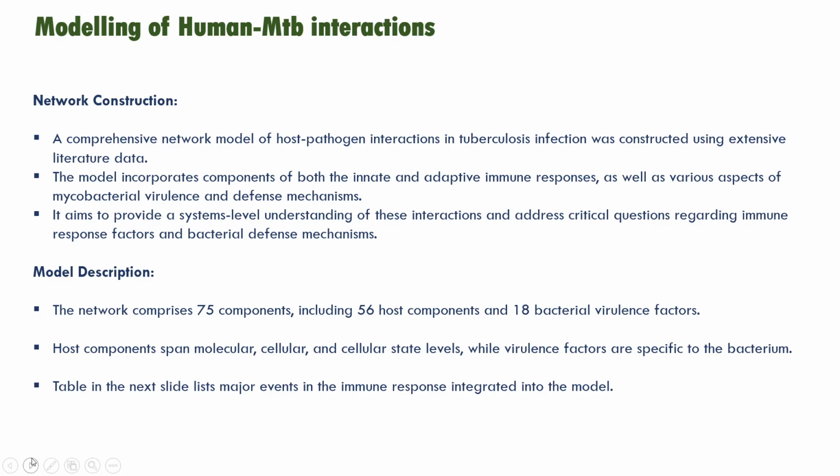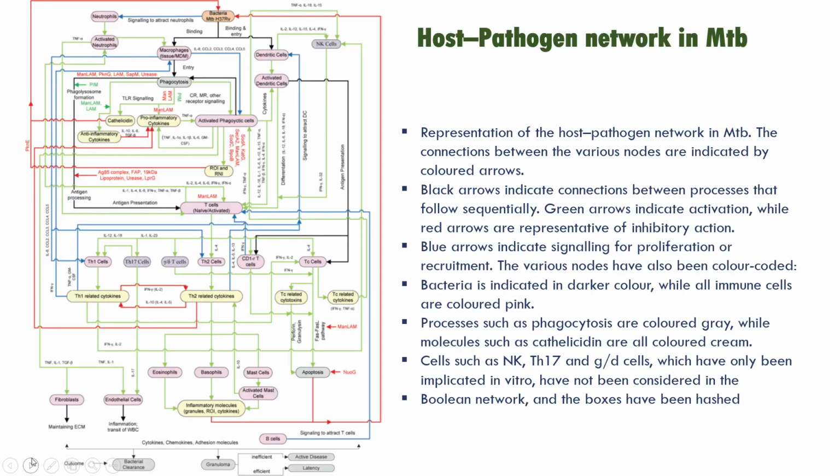The model consists of 75 components, in which 56 are host and 18 are bacterial virulence factors. The host components span molecular, cellular, and cellular state levels, while the virulence factors are specific to the bacterium. In the next slide, we have a table which basically lists the major immune responses.